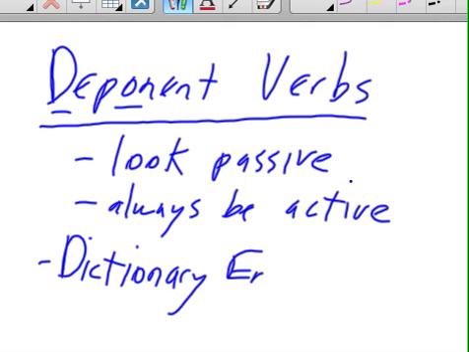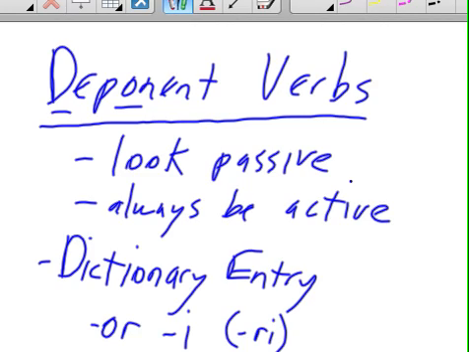The dictionary entry of a deponent verb will always have a first part ending in -or. It will always have a second part ending in -i. A lot of times this will be an -ri. That's not guaranteed. What is guaranteed is the first part of a dictionary entry of a deponent verb ends in -or. The second part ends in -i. That is how you spot a deponent verb. The second you know a verb comes from a dictionary entry like this, you know it's deponent, you know it might look passive, but it will always be active.